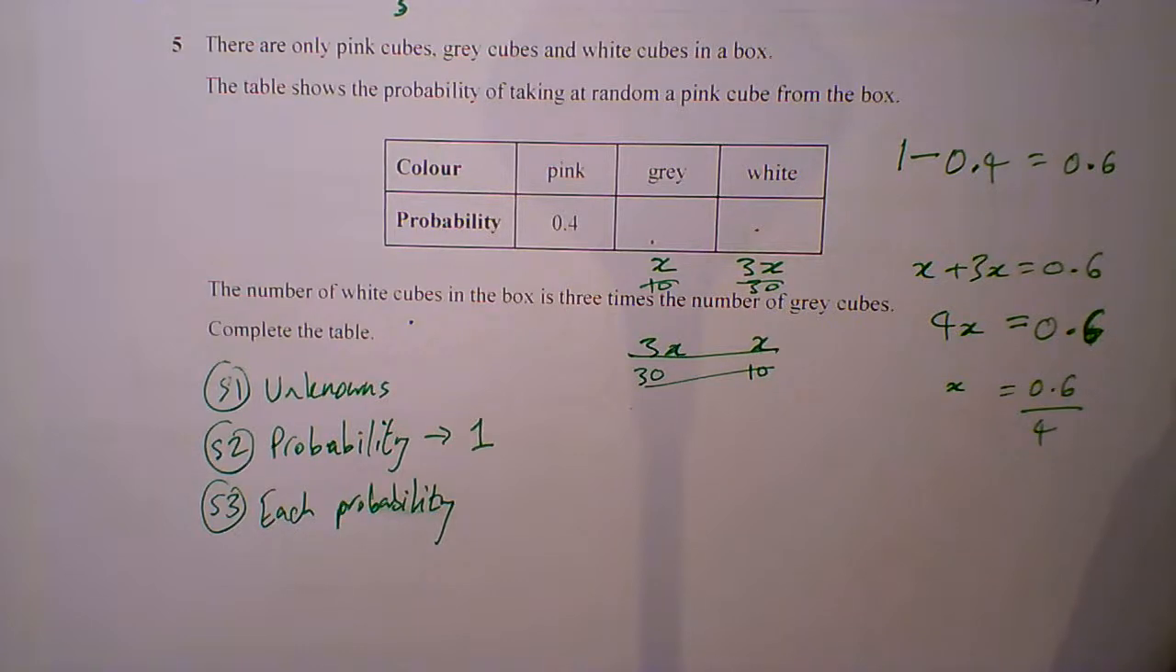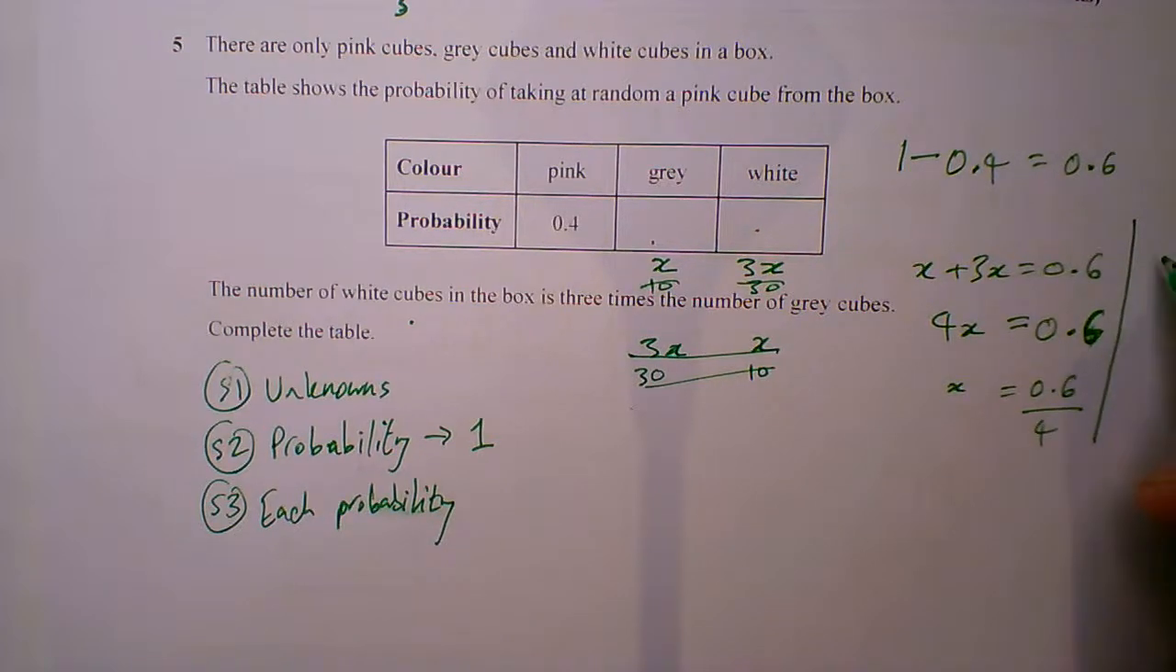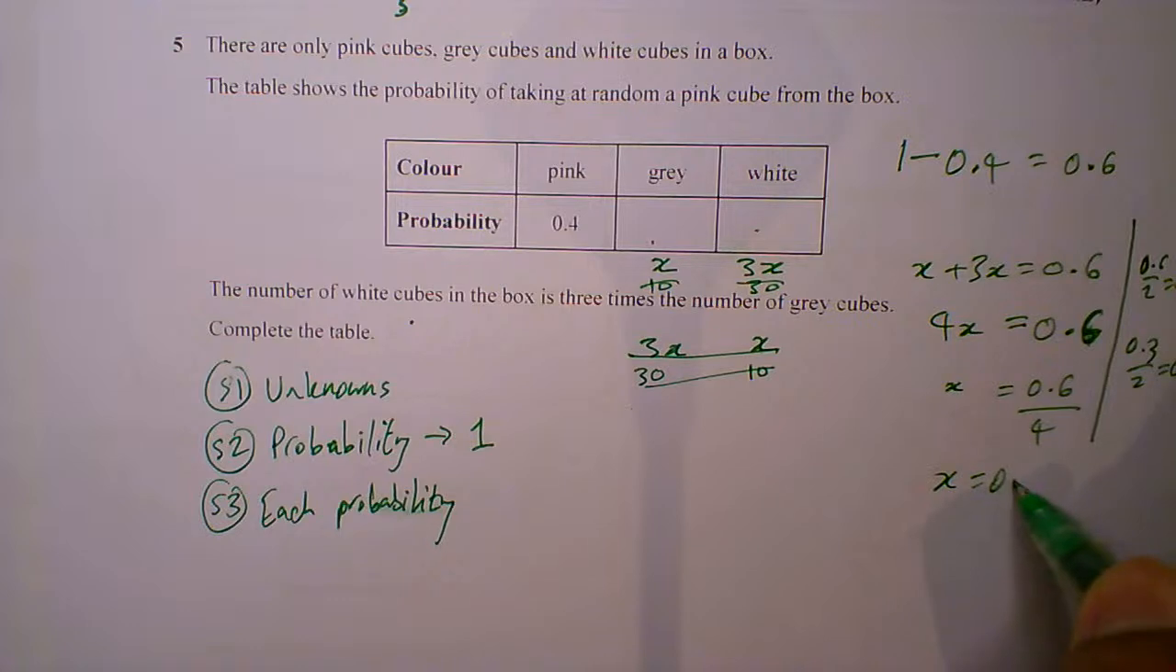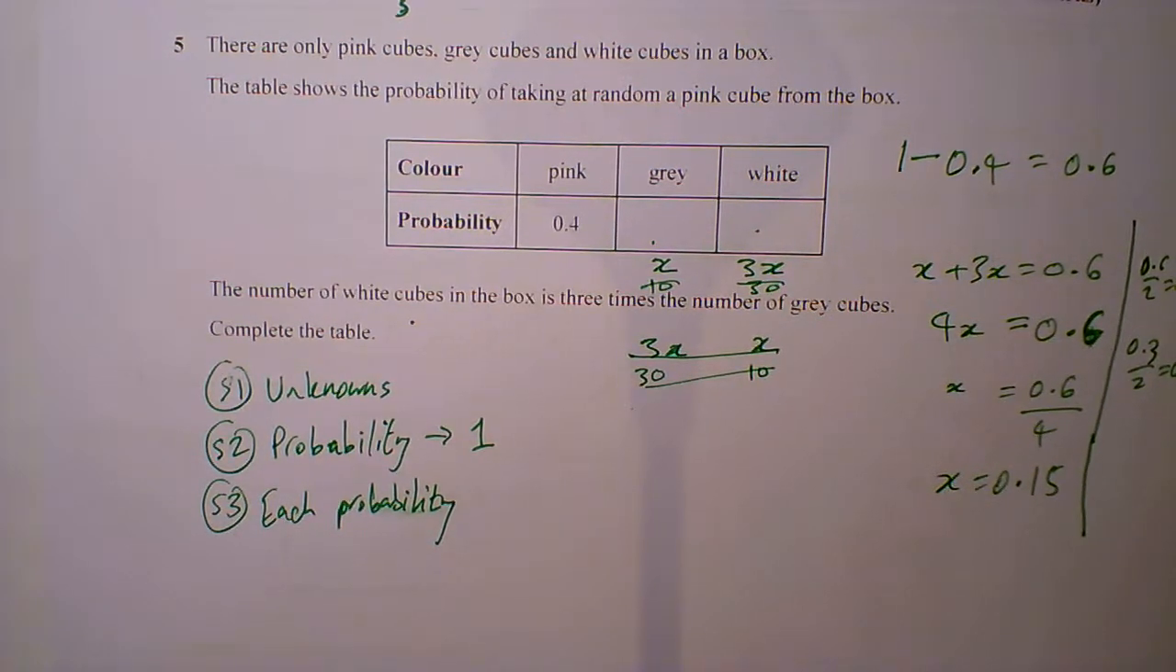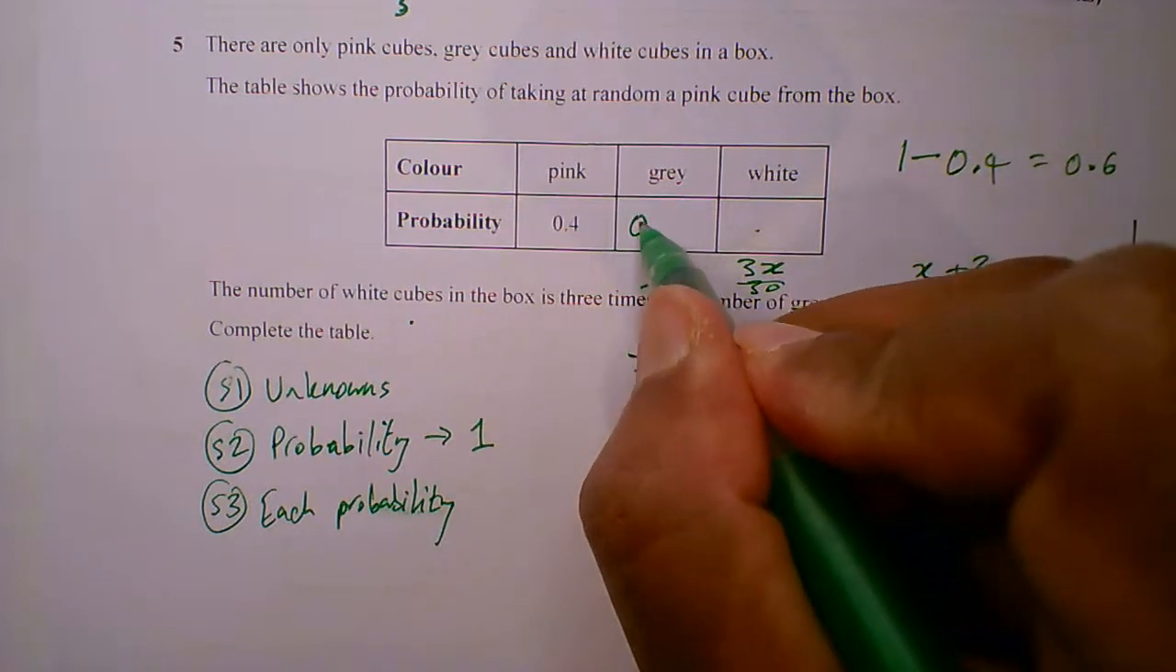Okay, so if I think about this, I can do it a few ways. I can half it and then half it again. So if I do that working out by the side here, 0.6 divided by 2 is 0.3. And then I can half that again. 0.3 divided by 2 is 0.15. So x equals 0.15. Okay, so that's a way you can do it. You can use other methods. So x is 0.15.